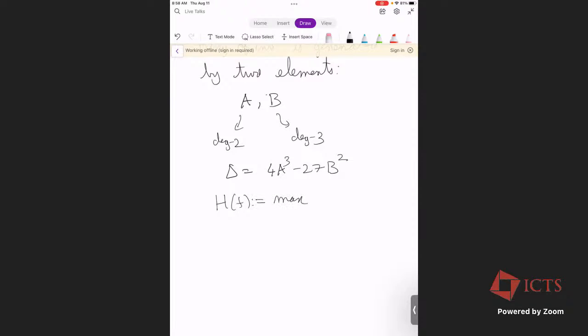And we'll define it to be the maximum of 4a cubed and 27b squared. So we're kind of mimicking the discriminant here, but we're insisting that both 4a cubed and 27b squared be small, which is of course a much stronger condition than just demanding that their difference be small.